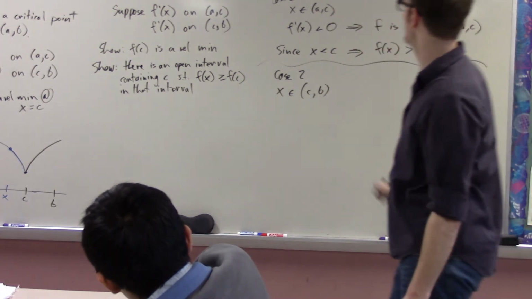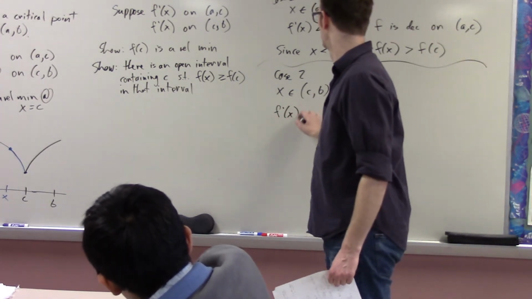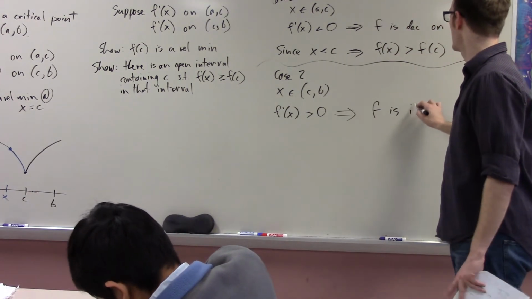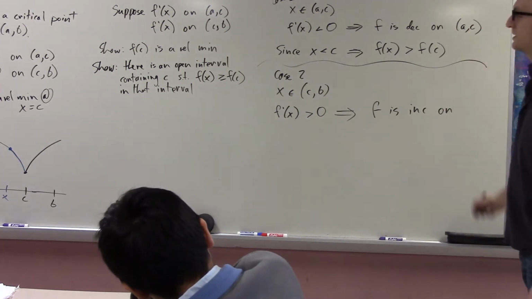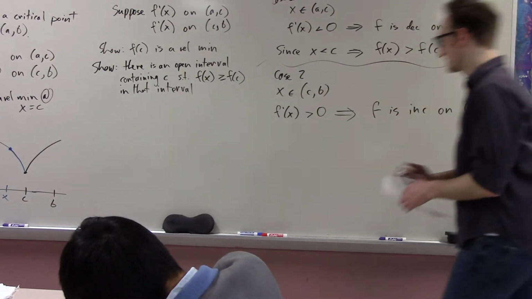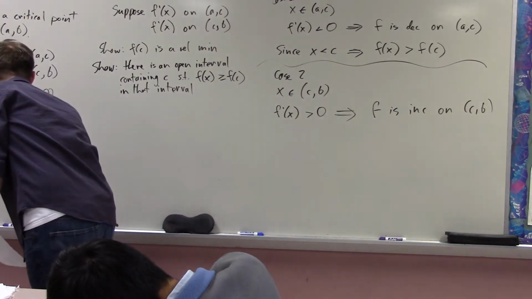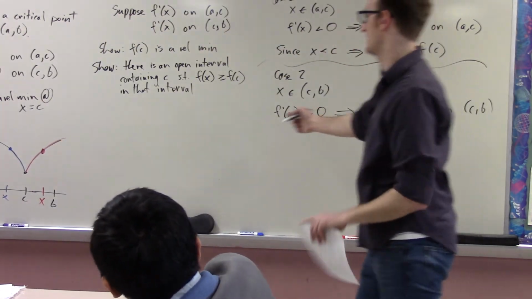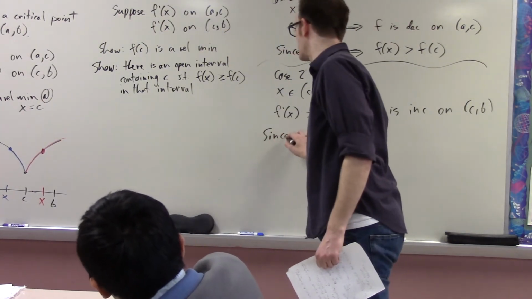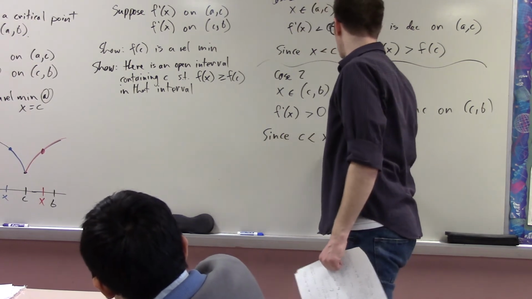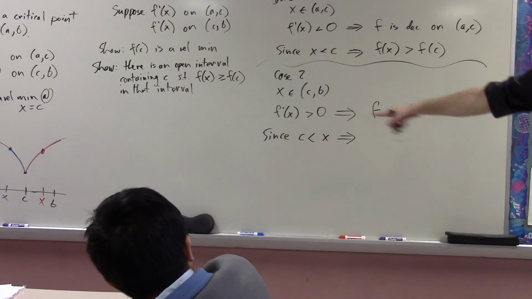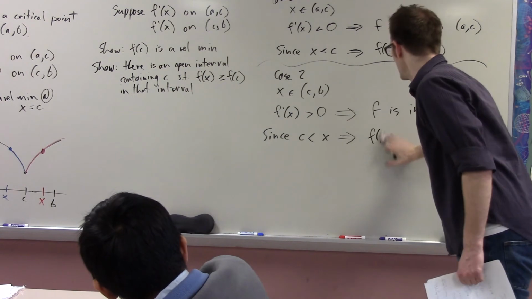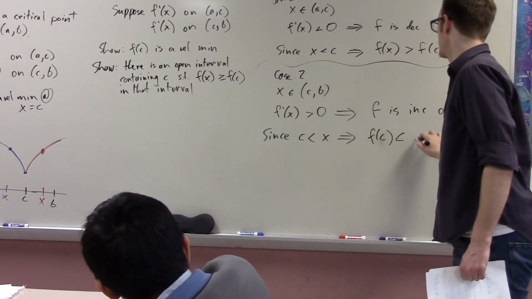Okay, and now case two is that x is on the interval CB. If x is on the interval CB, what do I know? The derivative is greater than 0, which, based on my new theorem, tells me that f is increasing on the interval CB. Okay, so now I have a different x, over here somewhere. Since c is less than x, what's my definition of increasing? Increasing means move right, go up. So f of c has to be less than f of x.